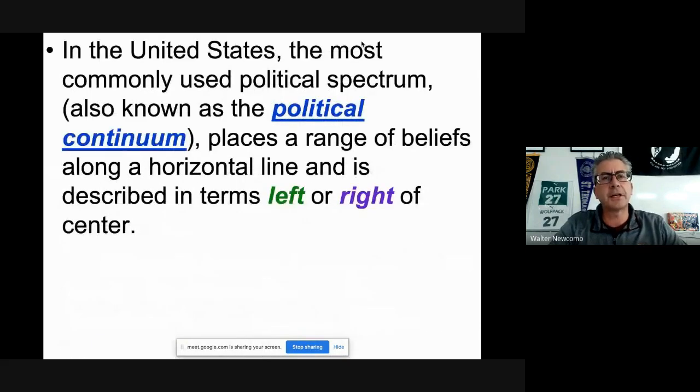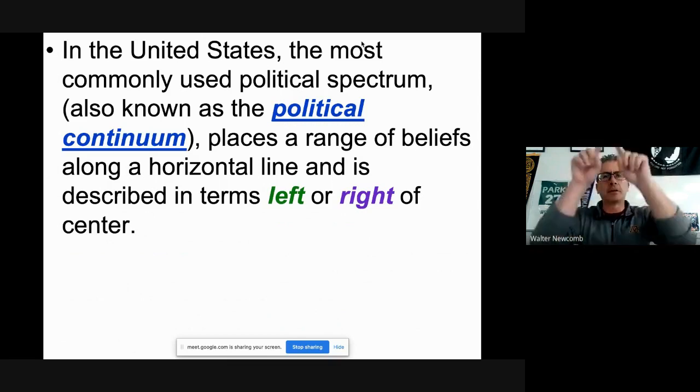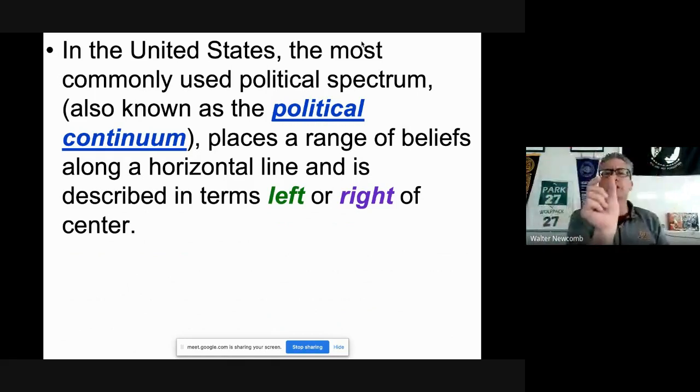So in the United States, the most commonly used political spectrum places a range of beliefs along a horizontal line and is described in terms of left or right of center. Now, sometimes in political science type classes, you might actually see almost a complete circle, whether it goes this way or that way, and there's just a little gap in between. And that just shows that realistically, the far reaches of the political spectrum, in some ways, are almost the same, but there are some big differences.